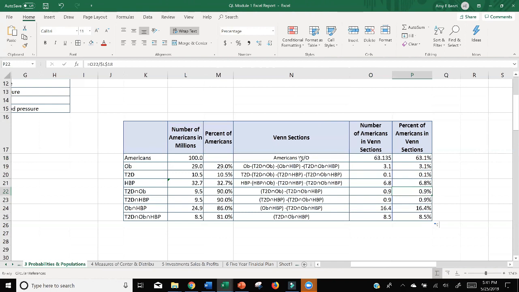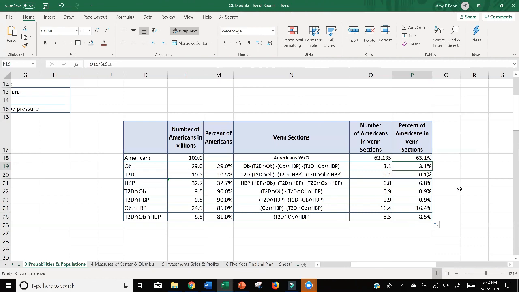All right, so now I know 63.1% of Americans are without either obesity, high blood pressure, or type 2 diabetes. 3.1% have only obesity, and so on. 8.5% have all three. Wow, look at that, you guys. More people have all three than have just obesity. So if you're 40 pounds or more overweight, the probability of getting type 2 diabetes and high blood pressure is much higher.